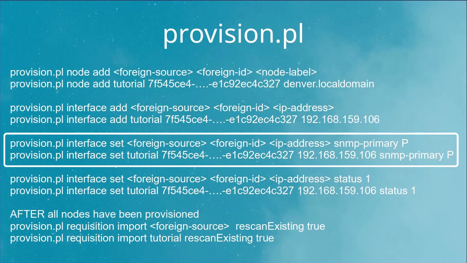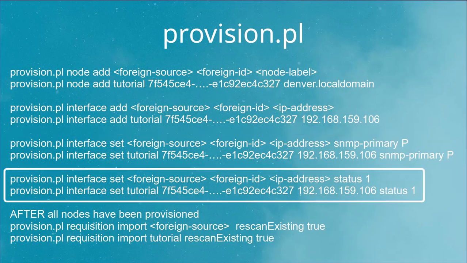3. Set the IP as the primary SNMP interface. The syntax is interface, set, foreign source, foreign ID, IP address, snmp-primary P. A sample line might be interface, set, tutorial, the requisition/foreign source, a foreign ID created by uuid-gen, the IP address 192.168.159.106, and snmp-primary P.